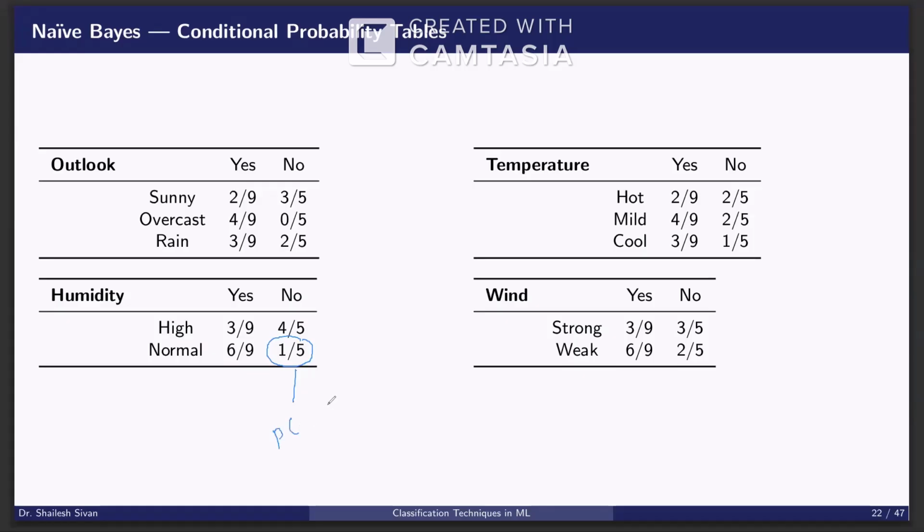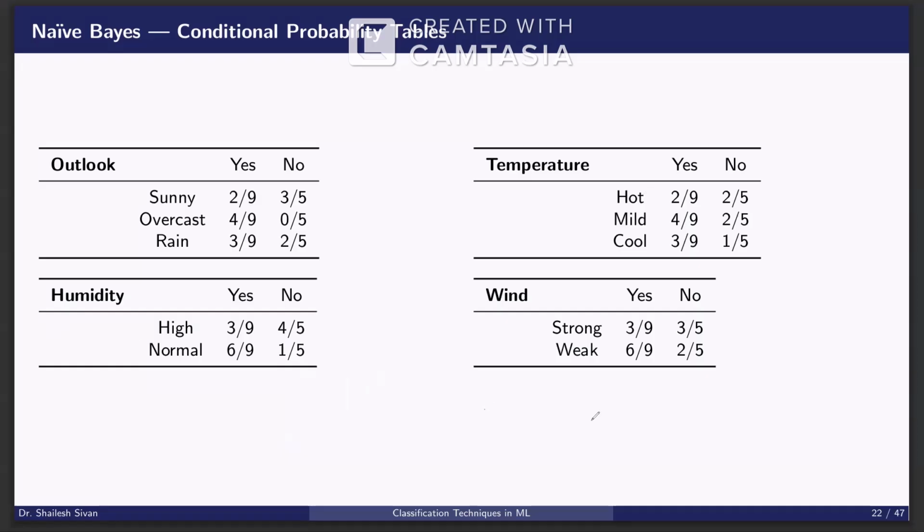Probability of normal given play equal to no. Yes, probability of normal given play equal to no. Okay? So you are able to connect each of them, right? What is this probability? Okay. Finally, what will happen?